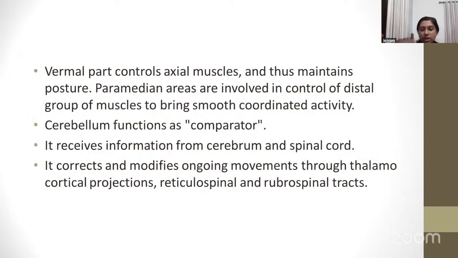And the vermal part controls the axial muscles and thus maintains the posture of the body. And the paramedian areas are involved in the control of the distal group of muscles to bring about smooth, coordinated activity. So basically, the cerebellum receives information from the cerebrum as well as the spinal cord, and it compares the information, and it corrects and modifies the ongoing movements through thalamocortical projections, reticulospinal and rubrospinal tracts, thereby modifying the different movements and maintaining the posture, tone, and equilibrium of the body.